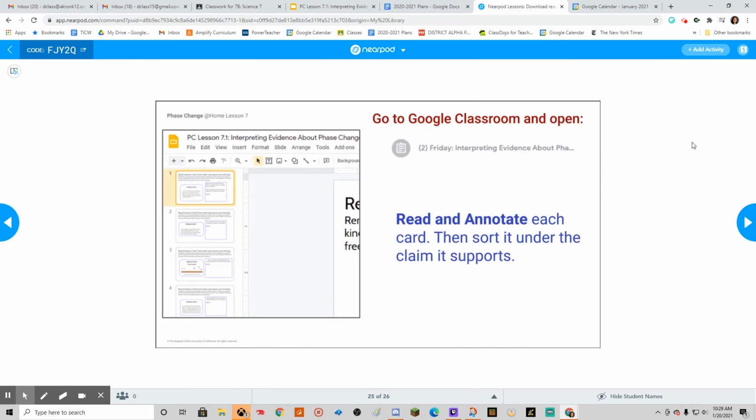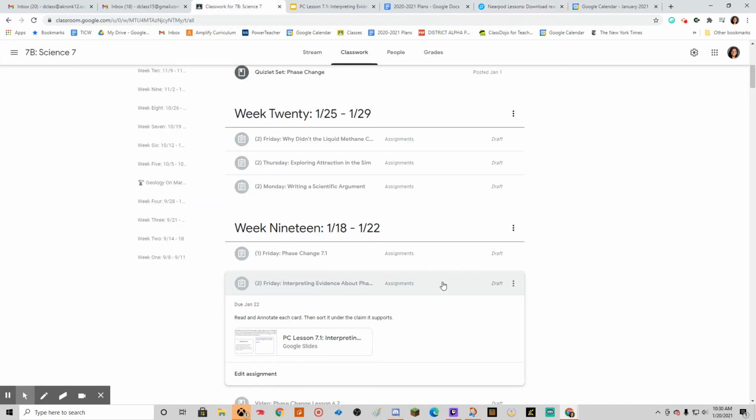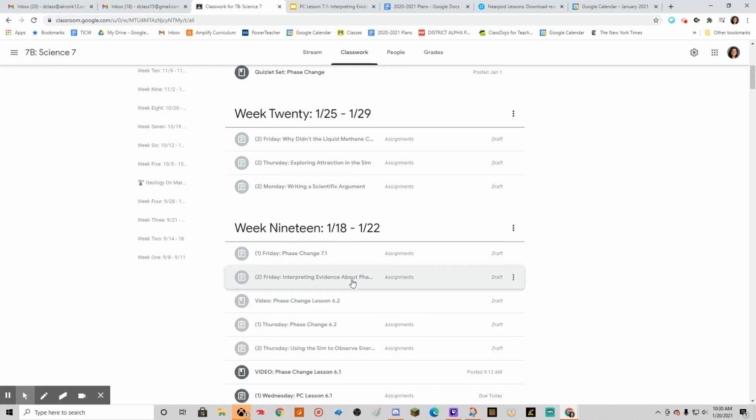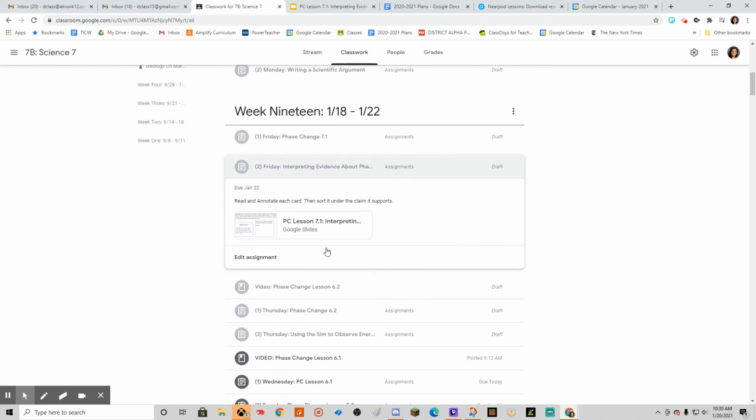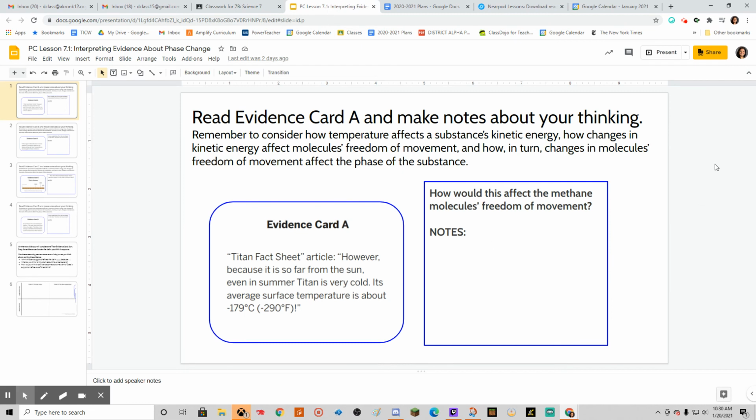So go ahead and go to Google Classroom and open number 2 for today, which is interpreting evidence about phase changes. And we're going to read and annotate each card, then sort it under the claim that it supports. So if I go to week 19, number 2, you want to open up the Google Slides here. Once you get those open, this is what you should see. You can go ahead and pause the video while you get that all set up.